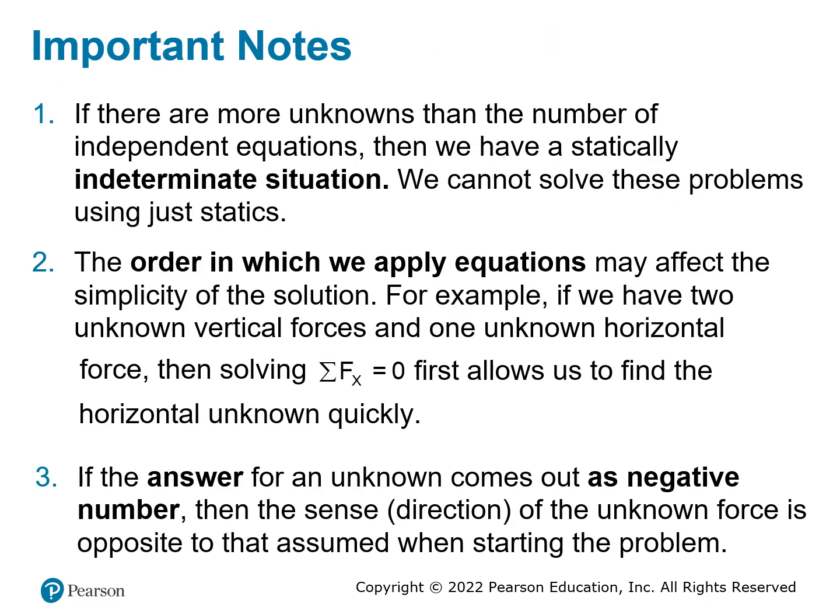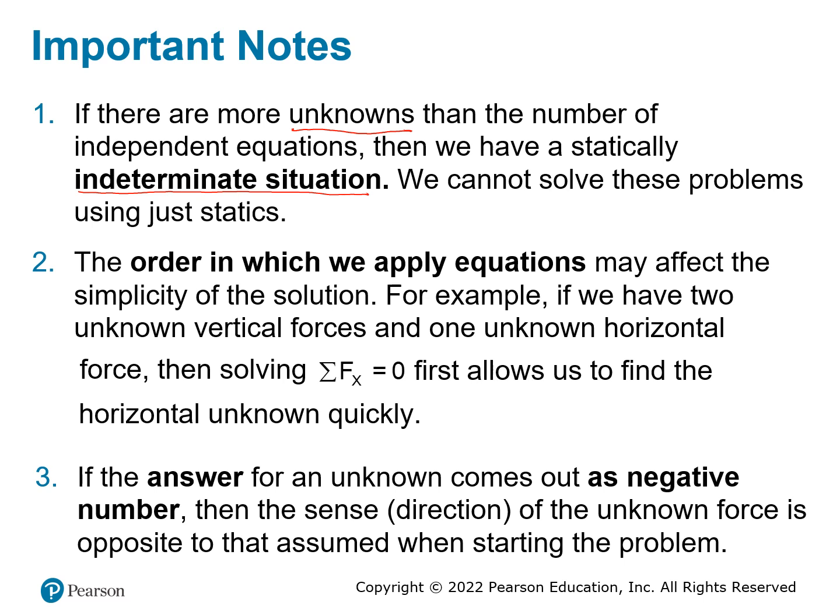Some important notes are here, just to remind you: if your unknowns are more than the number of equations that you can come up with, this is called an indeterminate situation. Simply said, you cannot solve it numerically. You cannot get a numerical answer because you don't have enough equations to determine the exact value of the solution. You need to have enough equations. If you have 3 unknowns, you have to have at least 3 equations.